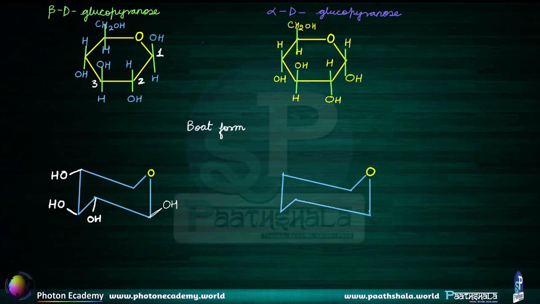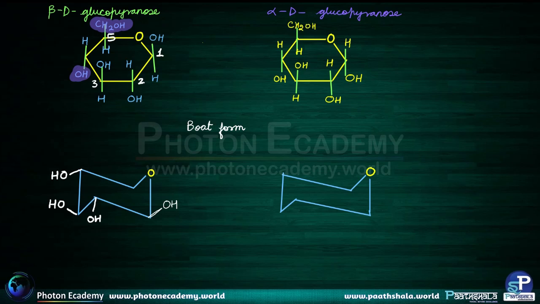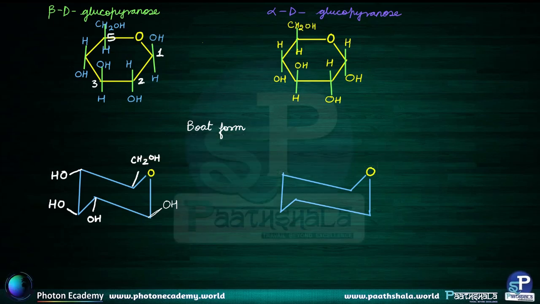The last I'm left with is CH2OH, which is on the fifth carbon over here. If I look at this CH2OH, it is trans with this OH. Now if I'm going to draw these two, I'm going to put my CH2OH at equatorial position. So I've got all the groups in the equatorial position in this particular beta D glucopyranose. Okay, so in beta D glucopyranose, I have all of my OH at equatorial position.